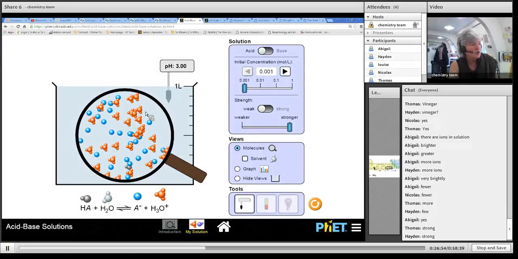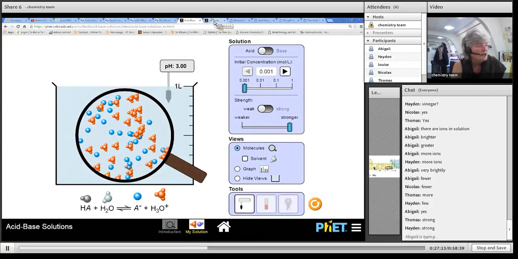Okay, so that's quite a nice simulation to play around with and just getting your idea of what's happening at the particle level. Because if you've got a picture of what's happening at the particle level, I think chemistry is pretty easy. So these simulations are great for that.